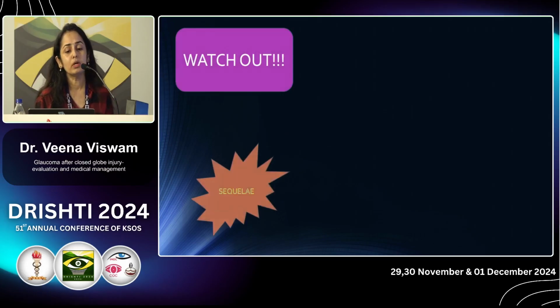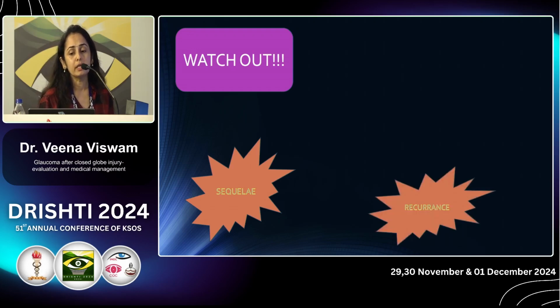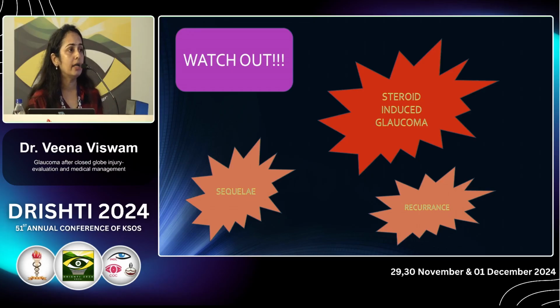Now watch out for signs like sequelae. Any sequelae can be there, like I told you, peripheral anterior synechiae formation, or angle recession, or a cyclodialysis cleft changing to raised intraocular pressure. Such sequelae should be watched for, and recurrence of bleeding into the anterior chamber or uveitis, and steroid-induced glaucoma is another factor which should always be kept in mind, because we are treating the patient with long-term steroids, and such steroids can in the long run result in raised intraocular pressure and glaucoma.